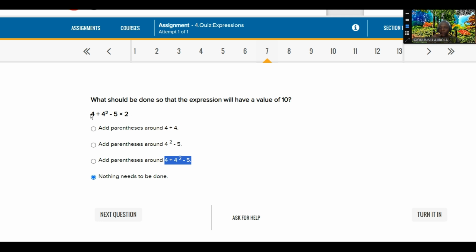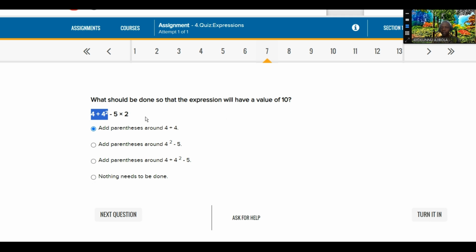Let's check it out. So 4 plus 16 is 20. 20 minus 5 is 15. 15 times 2 doesn't give us 10. So I think it should be this one. This first one should be the option, which will be 4 and 4 squared. So let's just pick that, because we cannot say nothing needs to be done.